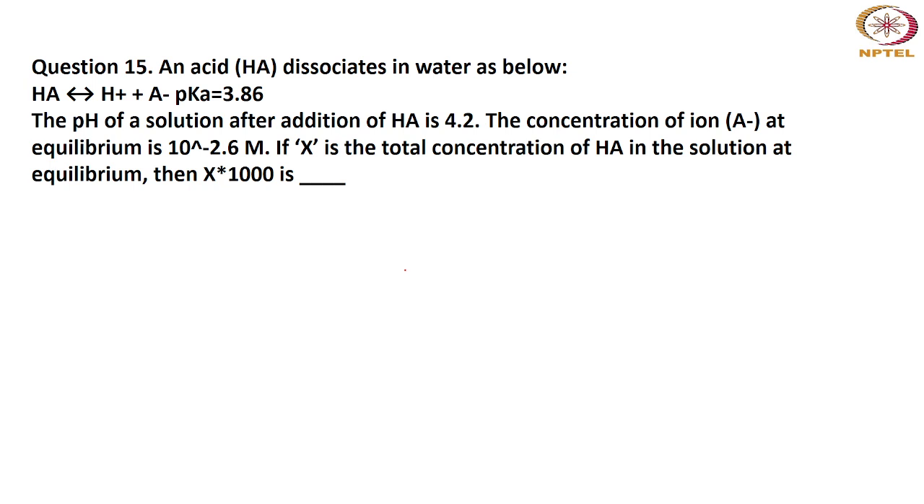You should solve this question. I already discussed this kind of question in this session. An acid dissociation is given. HA is getting dissociated into H plus and A minus. The pK value is given. The pH of the solution after addition of HA is given as 4.2. The concentration of the ion, that is A minus, at equilibrium is given as 10 to the power minus 2.6 mole. If X is the total concentration of HA in the solution at equilibrium, then what is X multiplied by 1000?